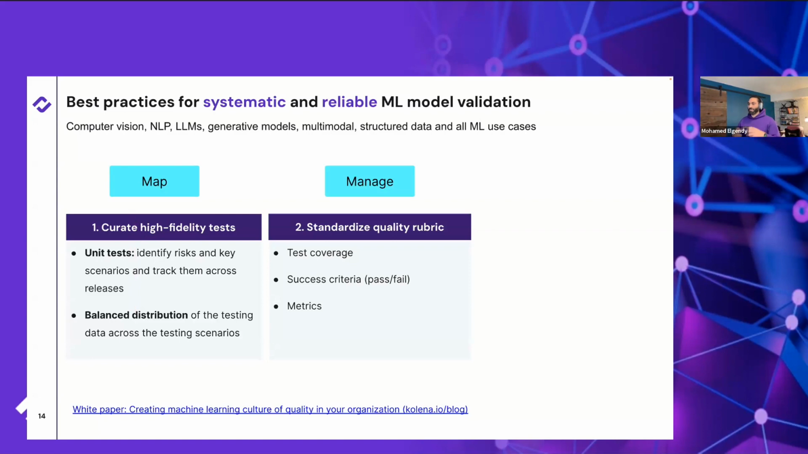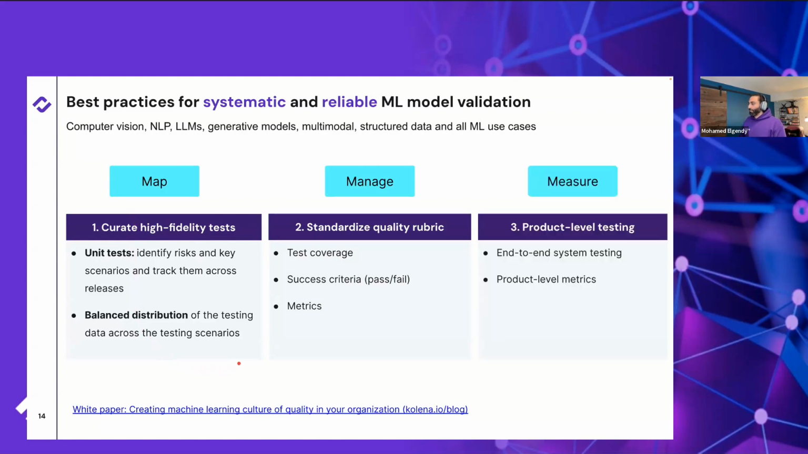Next, we need to standardize the quality rubric, standardize the test coverage, standardize success criteria or pass or fail criteria, and the metrics that we're using, like we saw the N number of, or the correctness flag for the LLM example. Third step is product level testing. We talk a lot about testing the model, but our models or our systems usually include pre-processing steps, post-processing steps, maybe on top of it there's logic, or there's a pipeline of models feeding each other. So we want to be able to test the end-to-end system, and we want to apply product level metrics, not just the traditional ML metrics like precision, recall, and others.